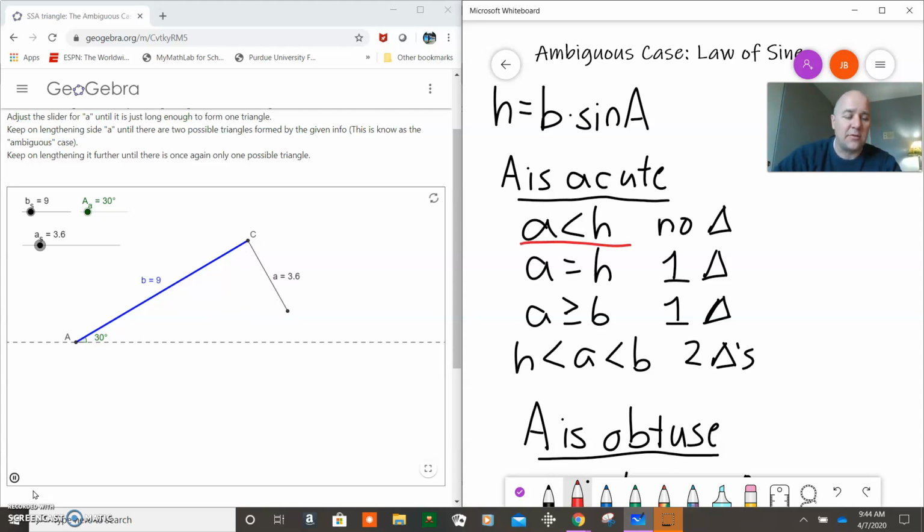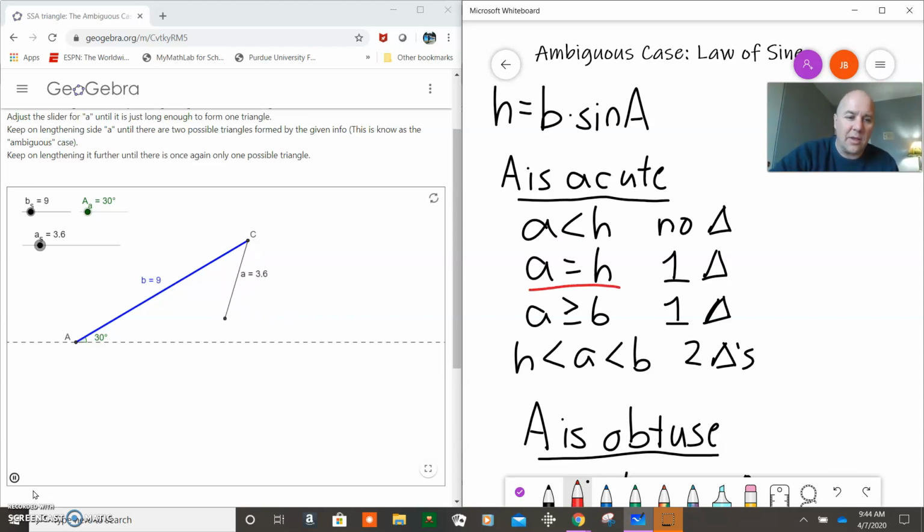Let's talk about when a is less than h. On the left-hand side, this is an example when a is less than h. Basically, the a value is not long enough to stretch down and make a triangle. It just wobbles back and forth, which creates no triangle, and that's the first example.